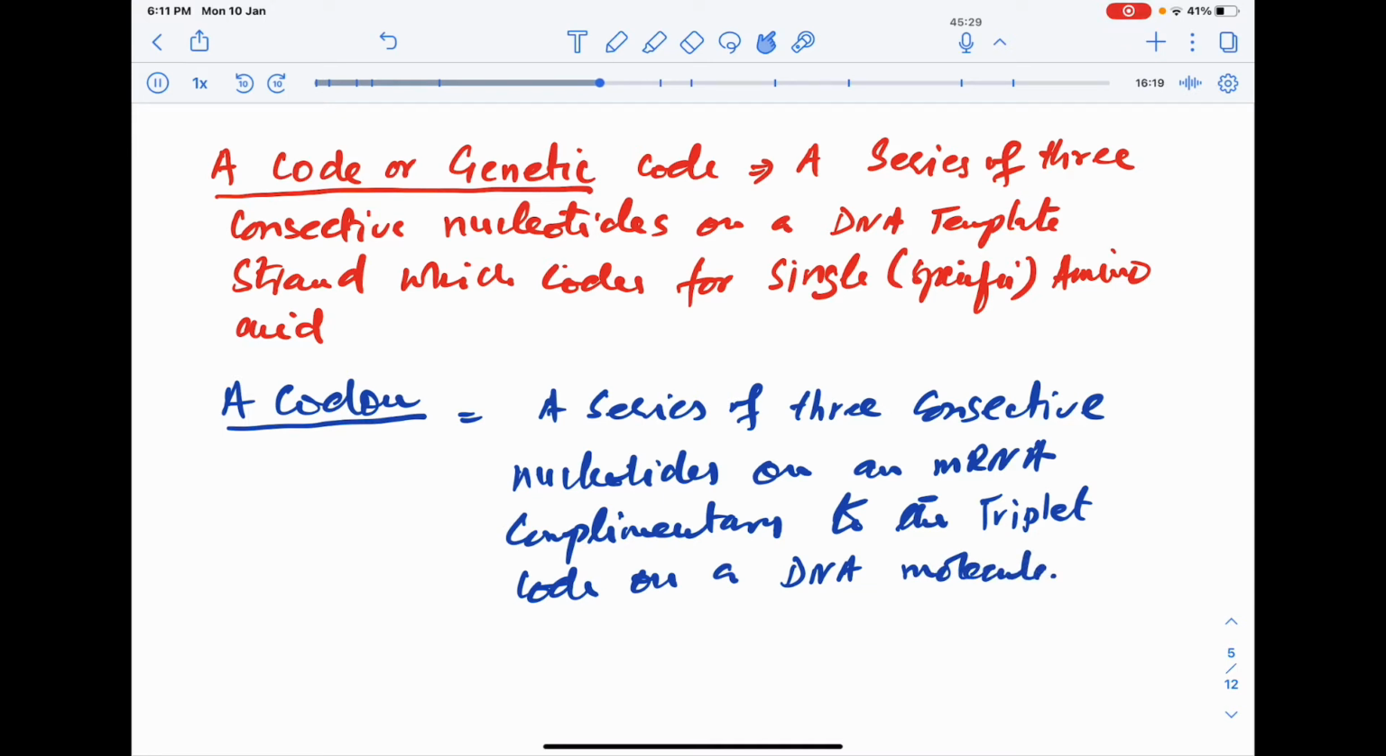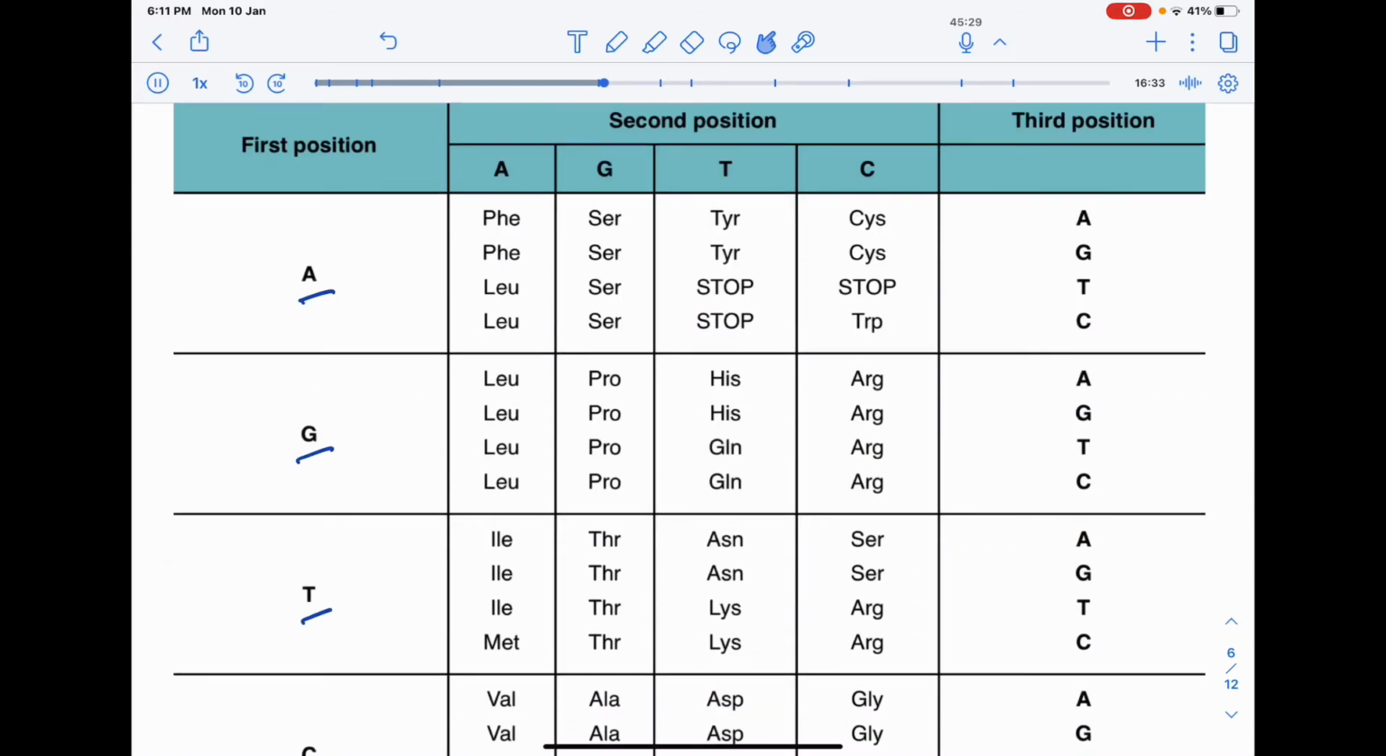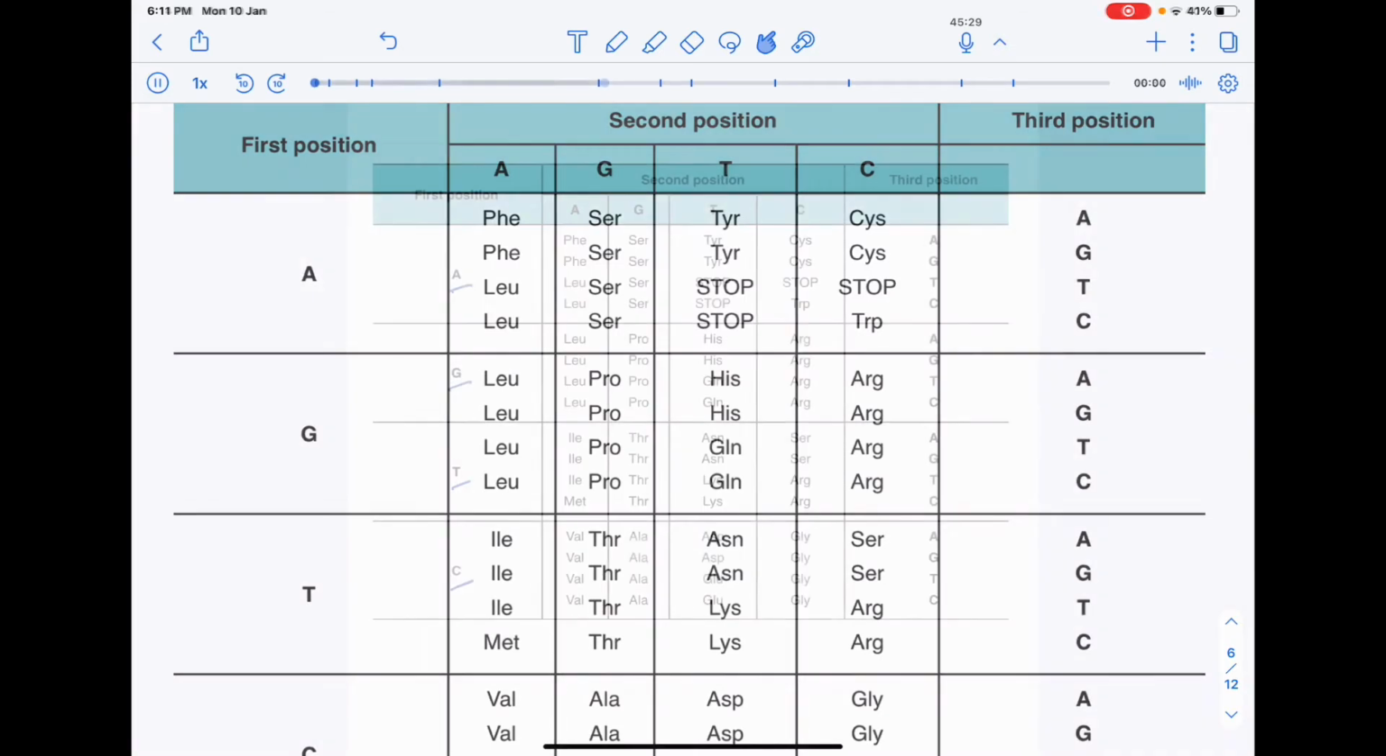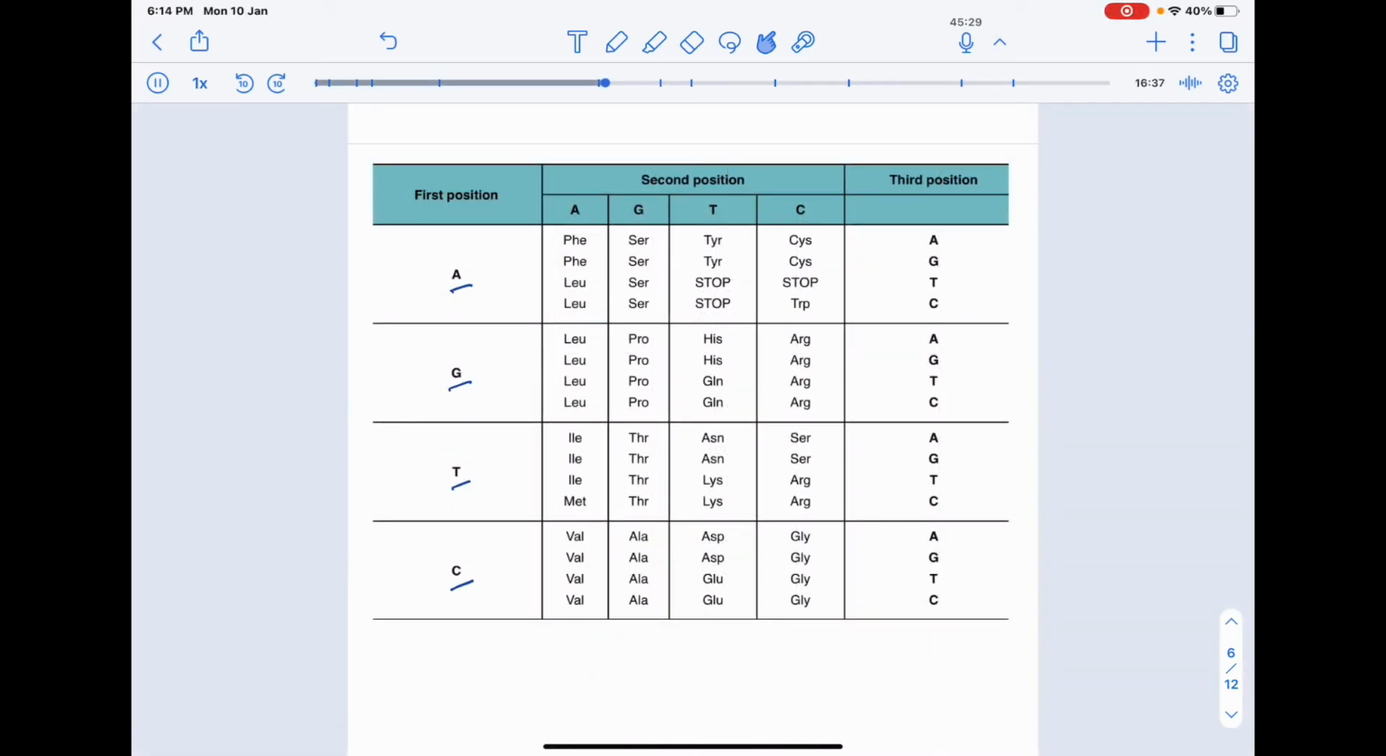There are four possible nucleotides that could be found on a DNA molecule, having an adenine base, a guanine base, a thymine base, and a cytosine base. So if possible combinations of these four nucleotides are made, each combination having three nucleotides in it, then there are 64 possible combinations that could be made.